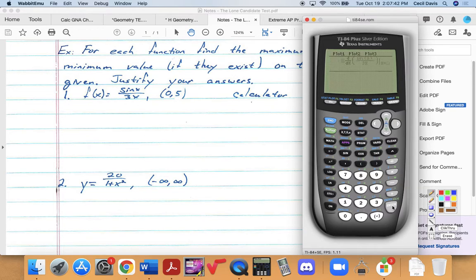Oh, mine's in degree mode. Dang it. Oh, me too. Oh no, it's not. Mine's in radian mode. Haha. Nerd. Yours just doesn't do it. Yours is really slow.